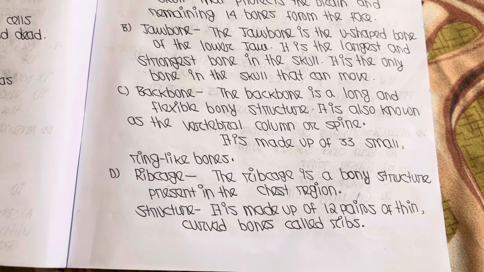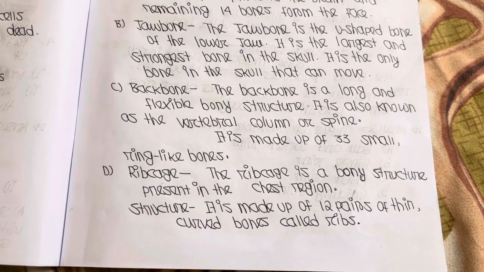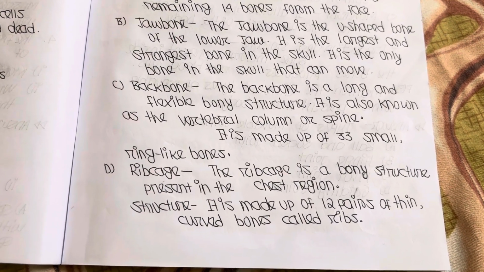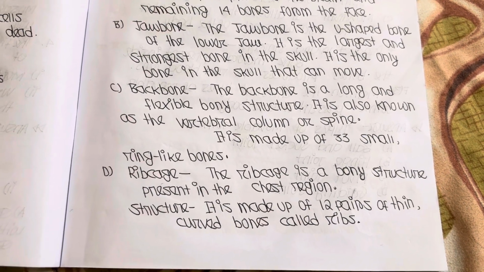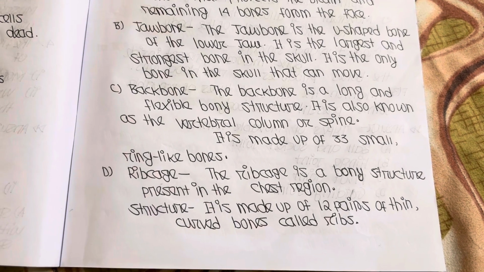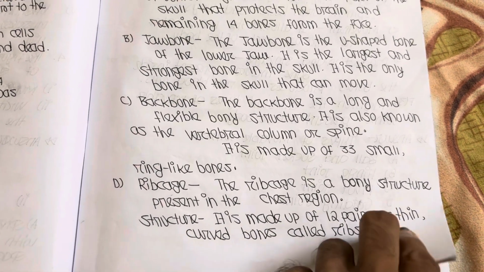Number D. Rib cage. The rib cage is a bony structure present in the chest region. It is made up of 12 pairs of thin curved bones called ribs. Now come to the next page.